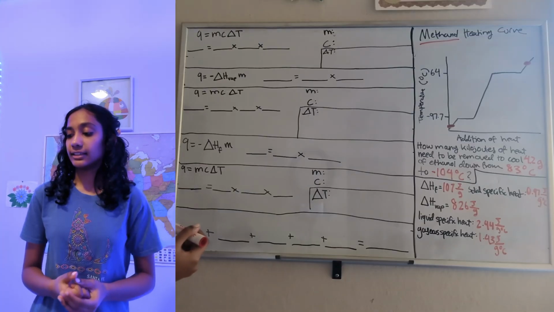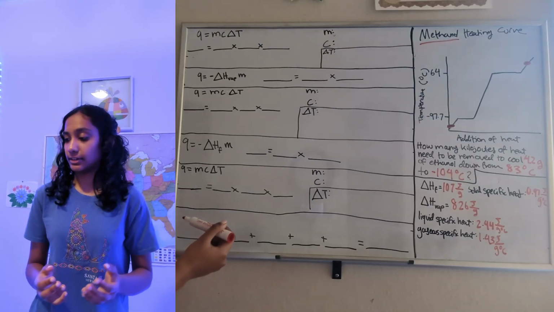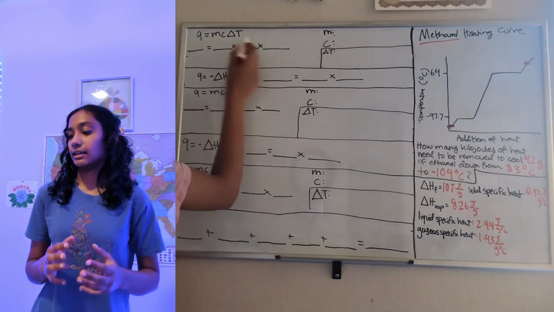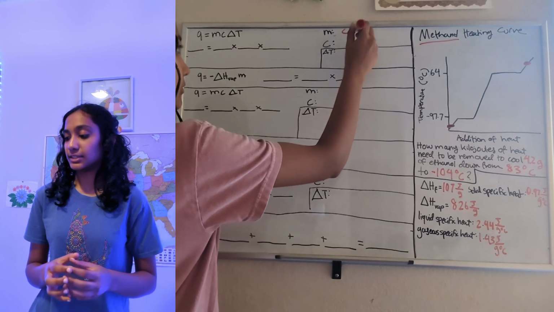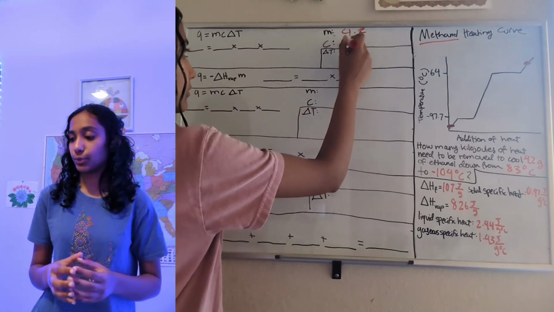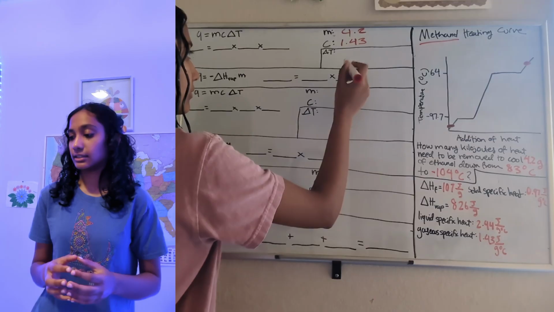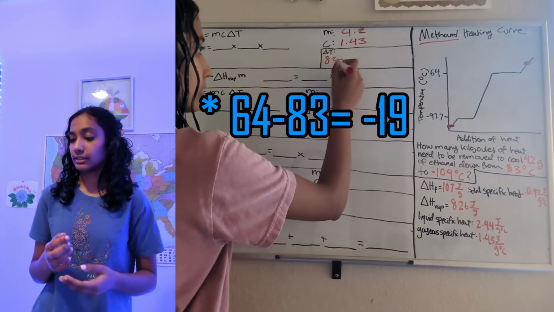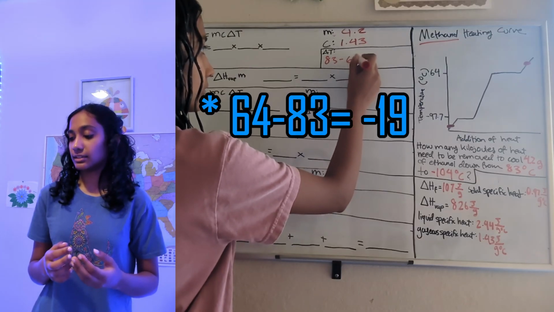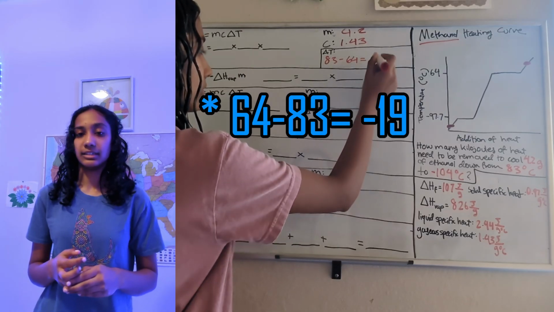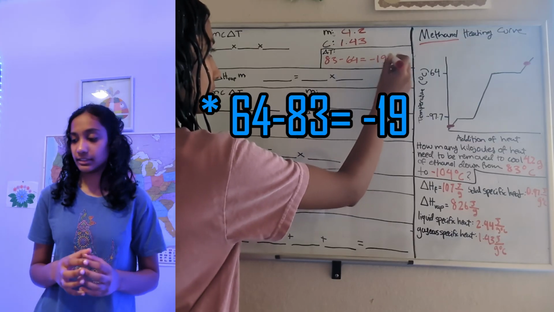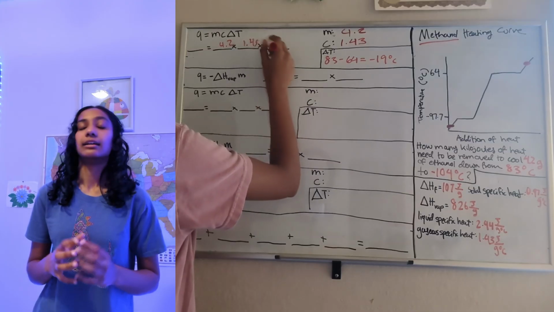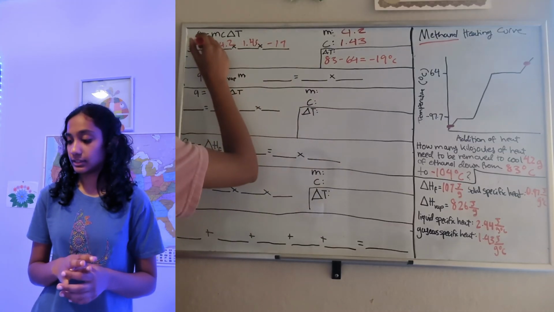First, let's calculate the heat lost when cooling down from 83 degrees to 64 degrees, using Q equals mc delta T. The mass is 4.2 grams and the specific heat as a gas is given as 1.43 joules per gram degree Celsius. For delta T, we subtract our initial temperature, 83 degrees Celsius, from our final temperature, which is 64 degrees Celsius, giving us a delta T of negative 19 degrees Celsius. 4.2 times 1.43 times negative 19 is negative 114 joules.